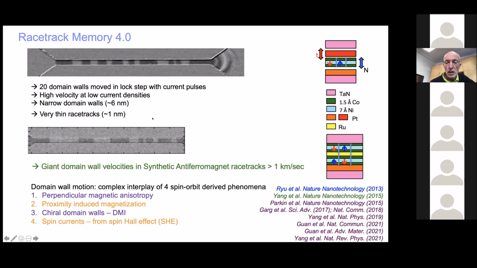Underneath you can see a synthetic antiferromagnetic racetrack, basically an identical structure in which on top we've built another cobalt-nickel-cobalt racetrack coupled through the yellow ruthenium layer antiferromagnetically, so there's no net magnetization from this structure. The domain walls move 5 times faster, and of course in the Kerr microscope the signal is much weaker because there's no net magnetization. So very interestingly then, racetrack is derived from the interplay of these 4 spin orbit derived phenomena: anisotropy, I didn't discuss proximity-induced magnetization, chiral domain walls, and spin currents from spin Hall effect.